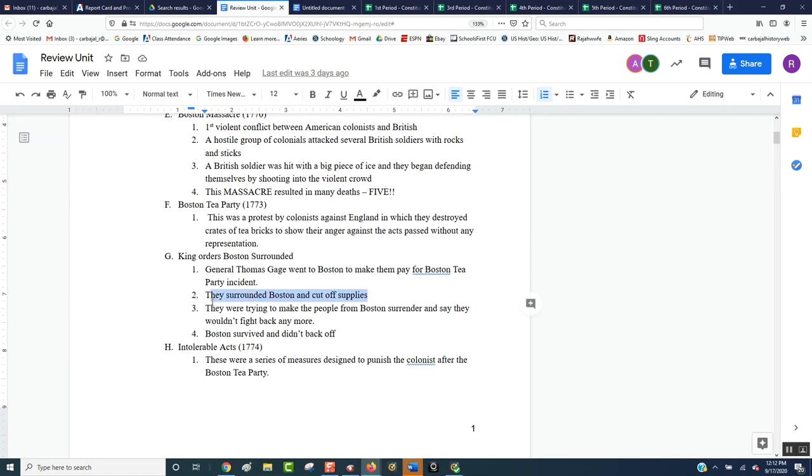No supplies come in and out. They surrounded Boston, cut off all supplies. And the main supply is food. Basically, no food was going to go in and out of Boston. And they had some food in Boston, but eventually that would go away. Eventually they would eat it.